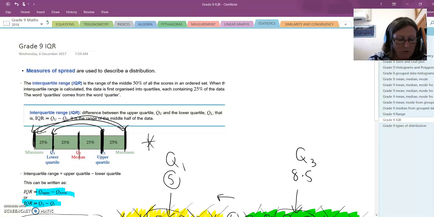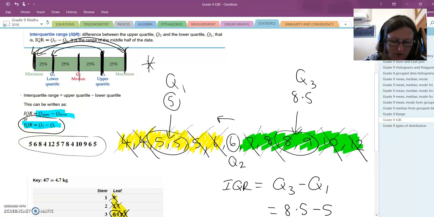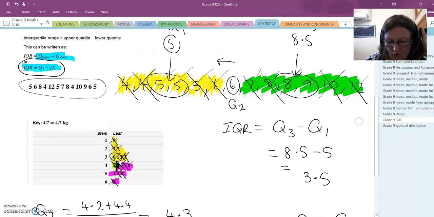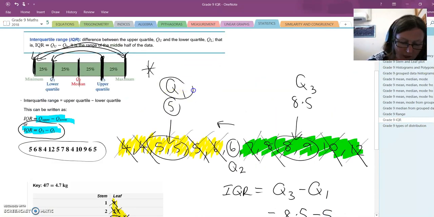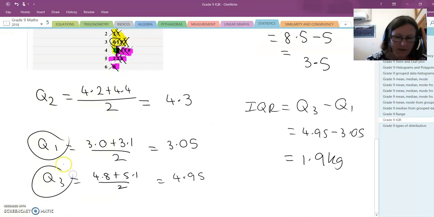So interquartile range is the range from Q3 to Q1. That's our formula. We must write it down. To work out Q3 and Q1, you first of all must work out your median or Q2. And then these two examples here that we went through show you how you then work out Q1 and Q3. That's how we calculate our interquartile range.